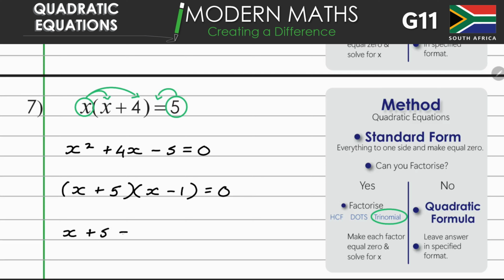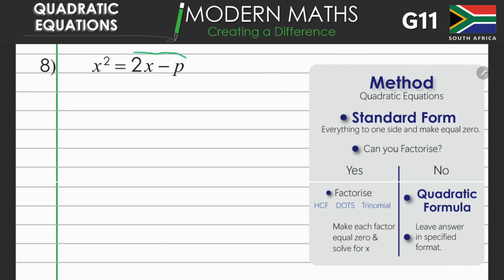So from there, we can grab the contents of factor 1, make it equal to 0, and solve for x. So take that 5 over. Our first solution is x equals negative 5. And with the second one, grab the contents of the brackets, x minus 1 equals 0. Take the 1 over.